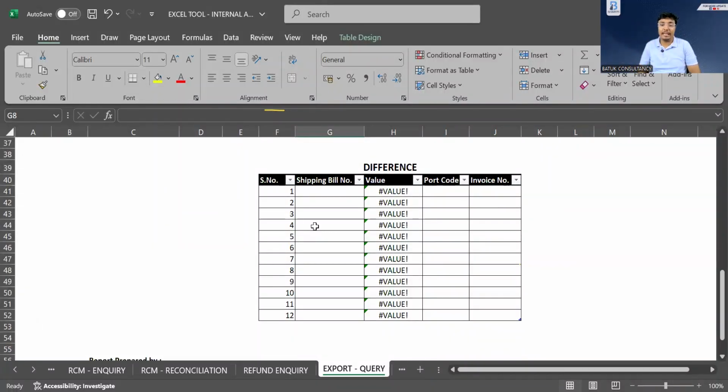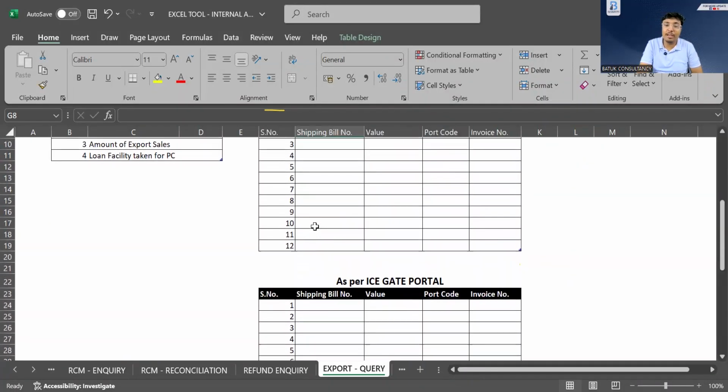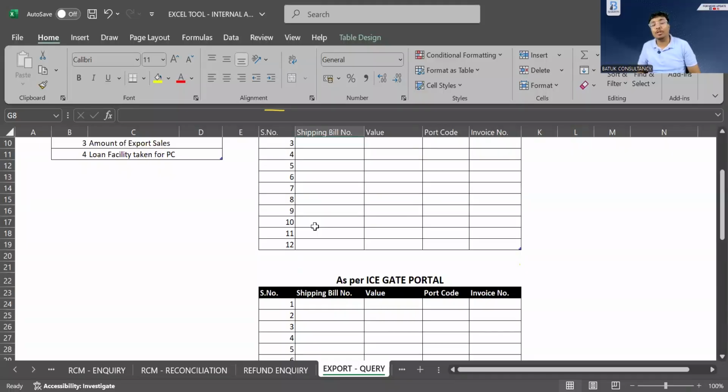The difference will automatically calculate. So suppose for one shipping bill number in your books of accounts, the value is 5 lakh rupees, on the ICEGATE portal 4,50,000 only. Then you just need to account for the differences, because in future the departmental authority may ask for the reason of the differences. So we should be ready with the reason for the differences right now. Why do we need to wait for the future? We can check it right now.